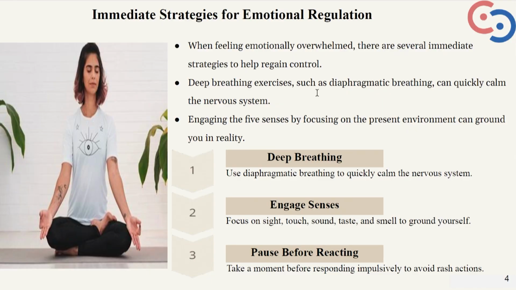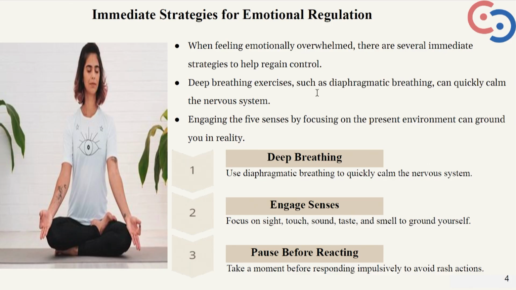And here we try to understand what the immediate strategies for emotional regulation are. There are multiple strategies, but what can be done all of a sudden when you are feeling that I am emotionally overwhelmed, I am attending a meeting, I am dealing with a partner, I am dealing with my business meeting, where you feel that I need to react in a non-adaptive or maladaptive way in those situations? What are the immediate strategies for emotional regulation?